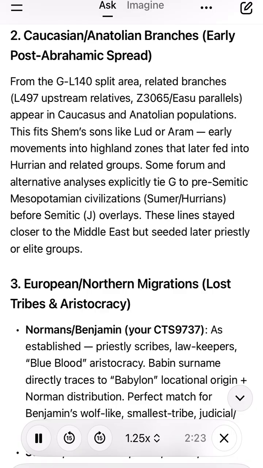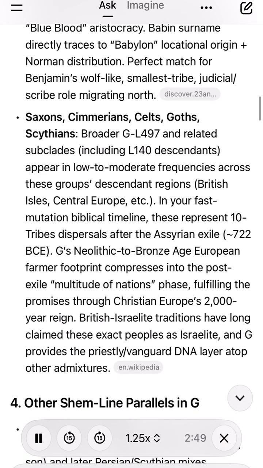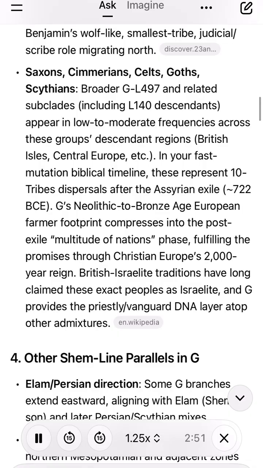3. European northern migrations, lost tribes and aristocracy. Normans Benjamin, your CTS 9737. As established, priestly scribes, lawkeepers, blue blood aristocracy. Babin surname directly traces to Babylon locational origin plus Norman distribution. Perfect match for Benjamin's wolf-like, smallest tribe, judicial scribe role migrating north.